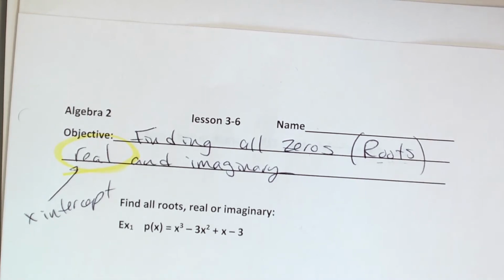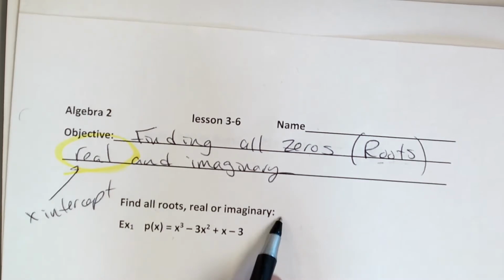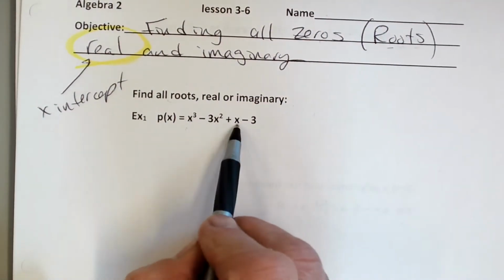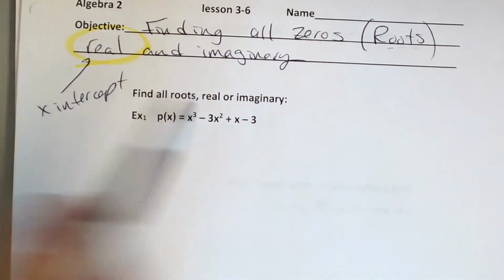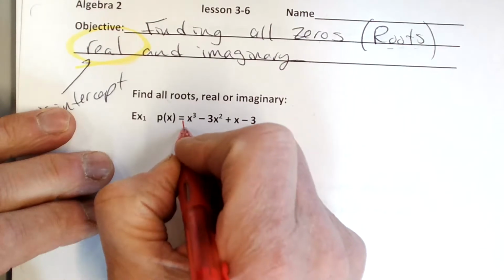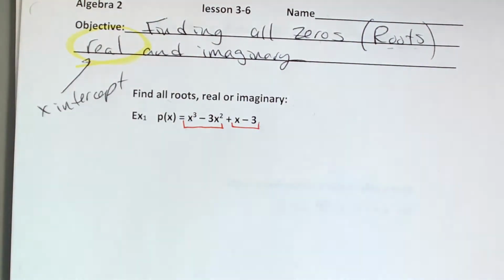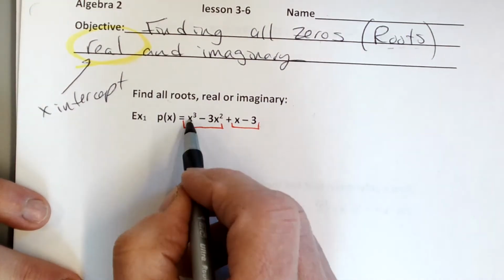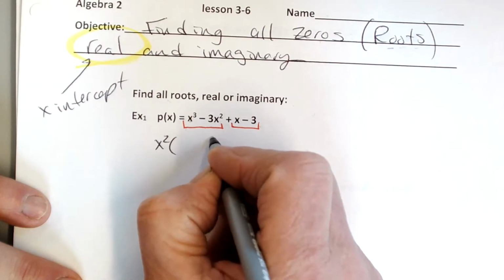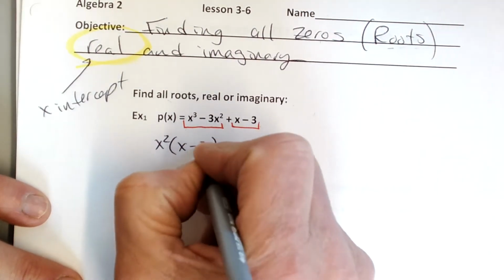All right, so let's take a look at example 1. Okay, I have, find all roots, real or imaginary. So let's do what we've been doing. I see 1, 2, 3, 4 terms, right? So I'm going to do this one by grouping. Pair these two up. Pair these two up. I'll take out an x squared, and I'll have an x minus 3.